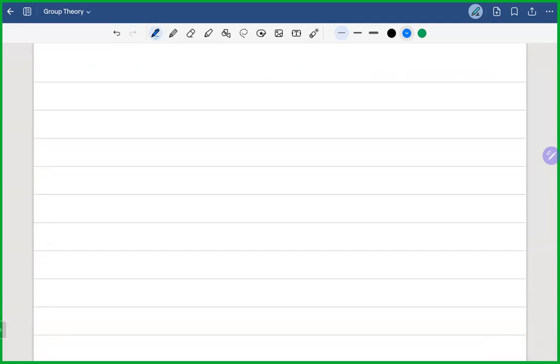Perfect. Now, list the elements of subgroups generated by 3 and generated by 7 in U of 20. Perfect.